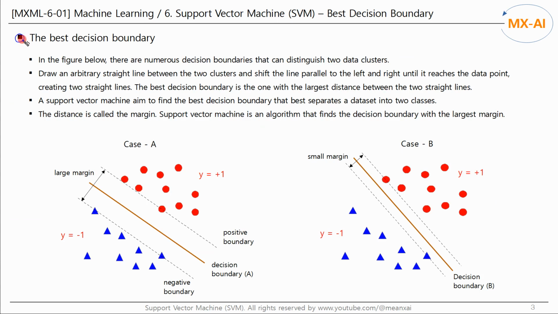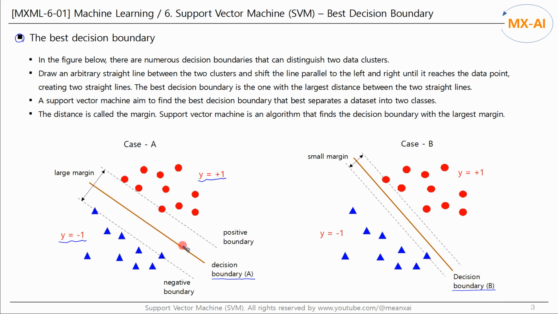Let's look at the best decision boundary. Let's consider the data distributed as shown below. The class Y of the red data points are +1, and the class Y of the blue data points are -1. There are countless decision boundaries that can distinguish these two clusters. The decision boundary of case A classifies the two data clusters well. And that of case B also classifies them well. Additionally, numerous decision boundaries are possible.